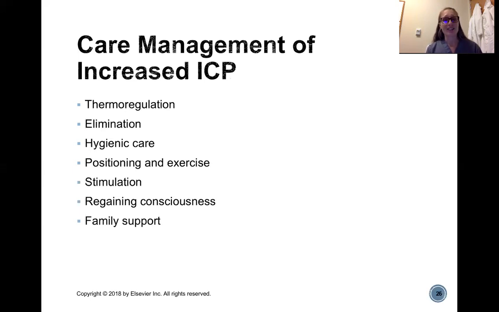Stimulation is going to be good in certain ways. So we want to provide simple tactile stimulation. Auditory stimulation is going to be really important. Hearing is the last to go and the first to come back. So we want to talk to these children as if they can hear us, because they probably can. So we want to give them as much information as we would if they were awake, and provide that continual stimulation, because the brain will still work and function and process that information.